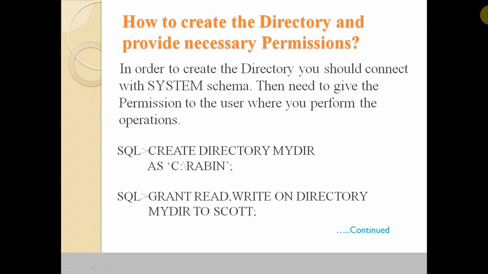Next, I have to give permission to the user who will actually operate on the file. This is the command for giving the permission: GRANT READ, WRITE ON the directory I already made, my_dir, TO the username which will operate on the file. That username will be Scott, so I'll work on the Scott schema to operate on the file.